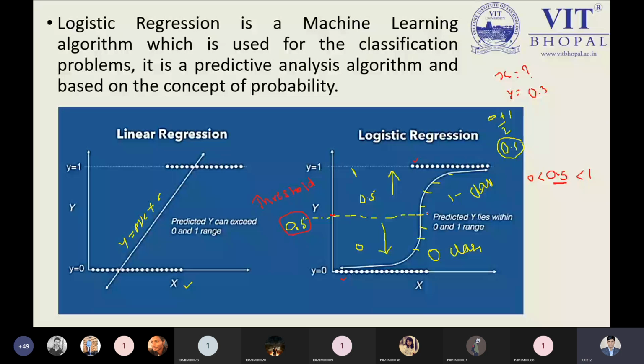We will see how it is happening practically. Don't worry, we will see. But here I'm just introducing the logistic regression concept. Now tell me, any doubt over here?